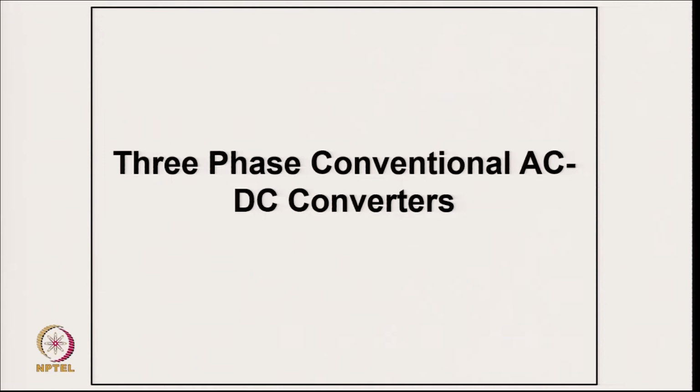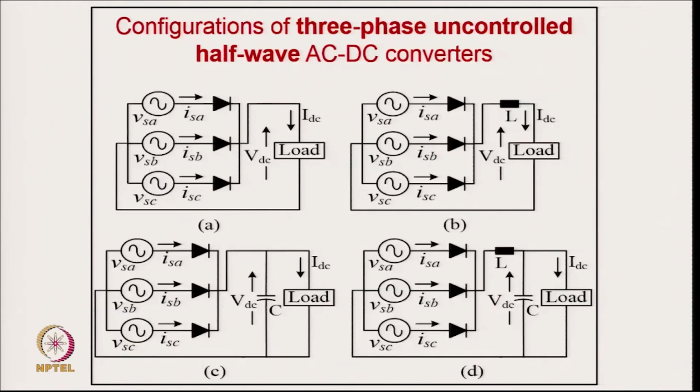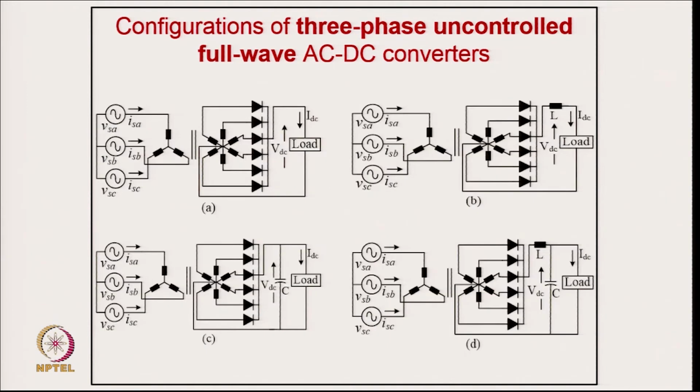So, coming now to the 3 phase conventional AC DC converter, they also have a lot of power quality problems, like half wave with no filter, with inductive filter, with capacitive filter. So, they draw not only an AC component, but they also draw a DC component. So, that is the reason they are not used in high power, but these are the full wave.